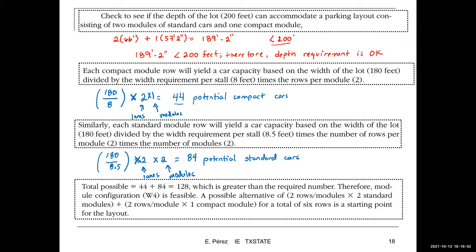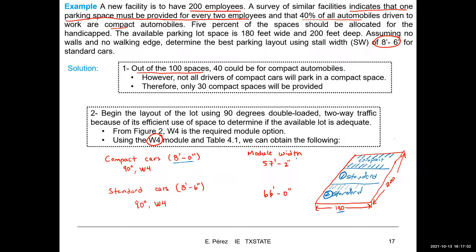So we have to modify our layout now to account for the handicap requirement, and the circulation reveals the following. Our design so far has these three modules: compact cars, standard cars, and two standard modules. And then in the compact module, we want to account for the handicap spaces. So we're gonna take one of those rows, let's say row one, to handle all five handicap spaces.